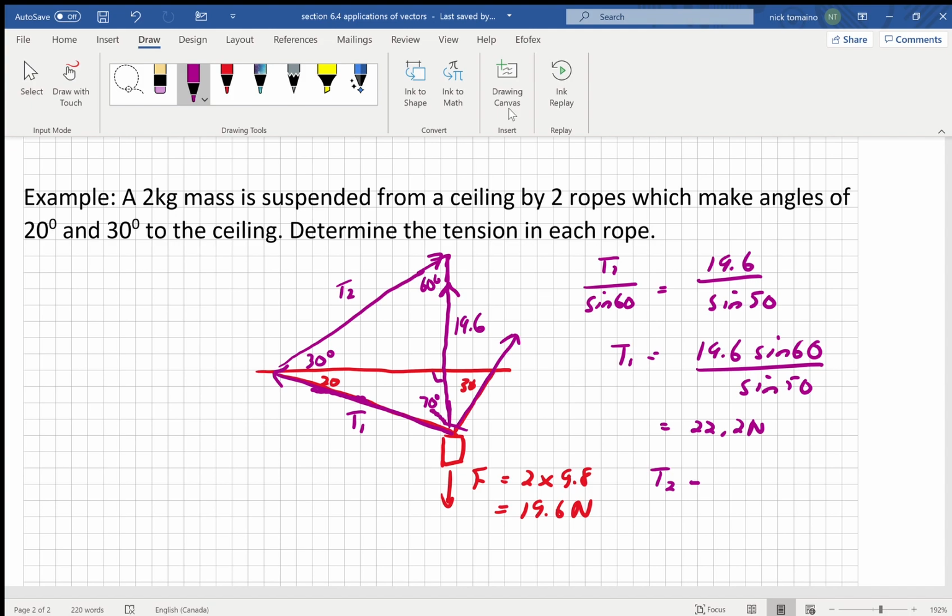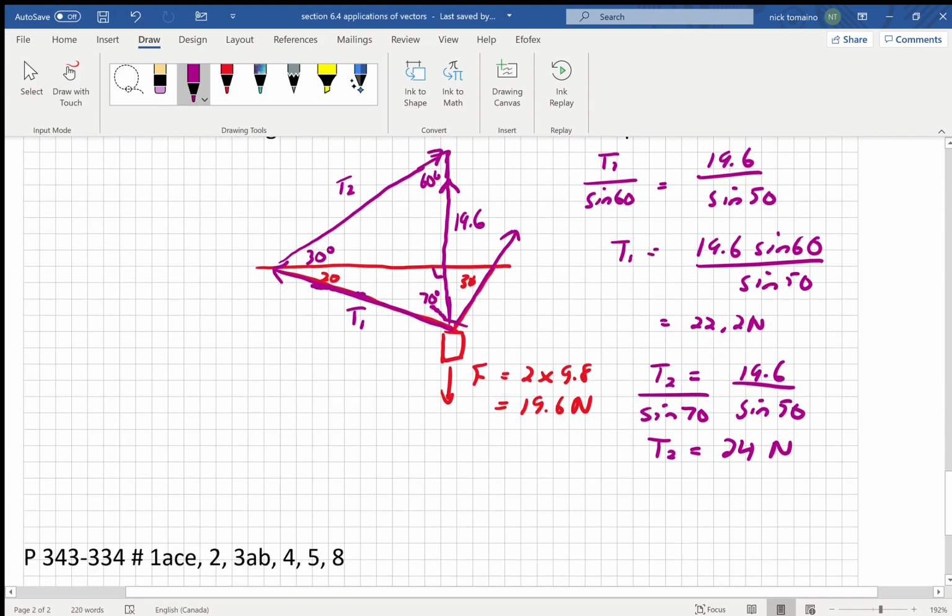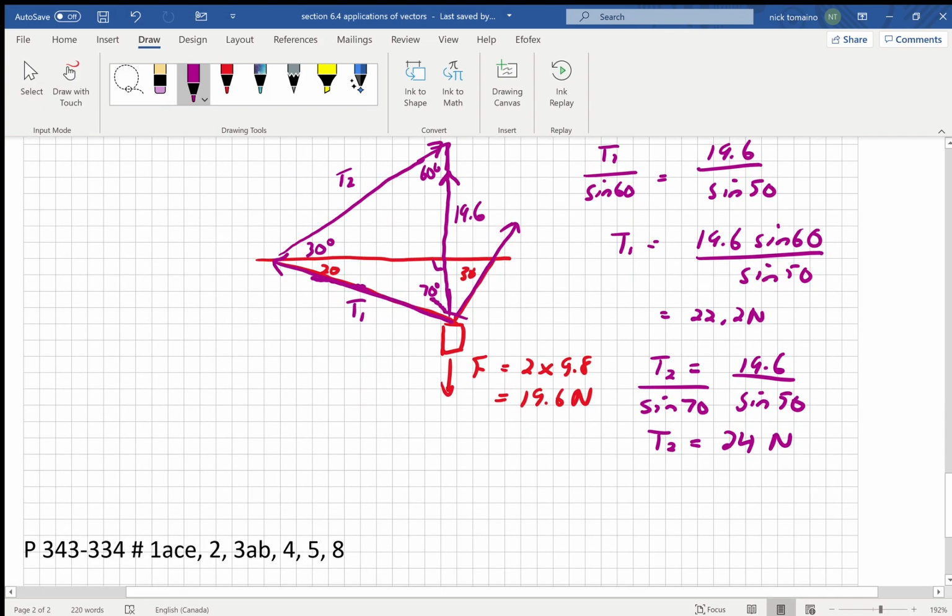And then we'll do tension 2. So tension 2 over sine of 70 is equal to 19.6 over sine of 50. Do 19.6 times sine 70 divided by sine 50, and tension 2 is equal to 24 newtons. Okay, perfect. And we would expect tension 2 to be a little bit more because it's more vertical, so it's taking on more of the weight. Right? And there's your work for today.